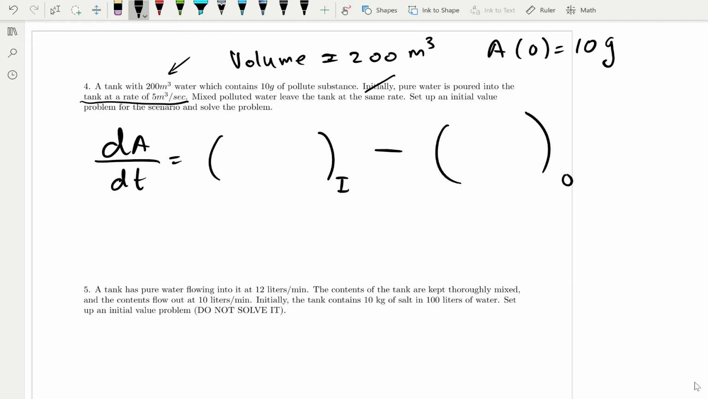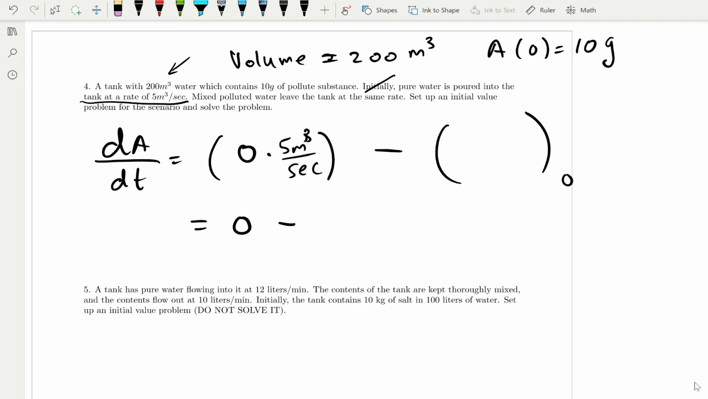So how much salt, or pollute substance, is coming into the tank? There's no pollute substance coming into the tank, right? Because you're pumping pure water. So the concentration of pollutant in the inflow is really 0, because there's no pollutant in the inflow. So that's 0 times the rate that comes in. It doesn't even matter, because 0 times anything is 0. So inflow is actually 0. Understand that, okay? Because there's no pollutant coming into the tank.